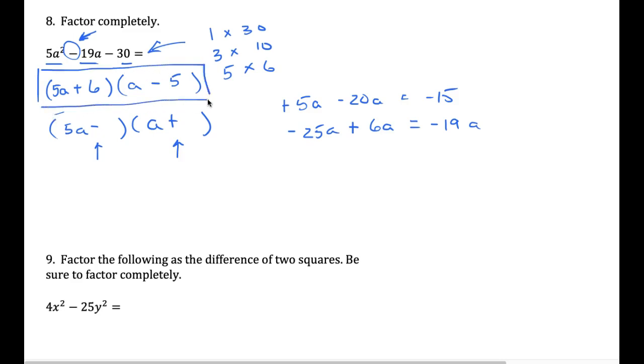So this is called guess and check for a reason. You just have to play with it and use a little bit of logic. It's like a big old logic puzzle. And that's your final answer.